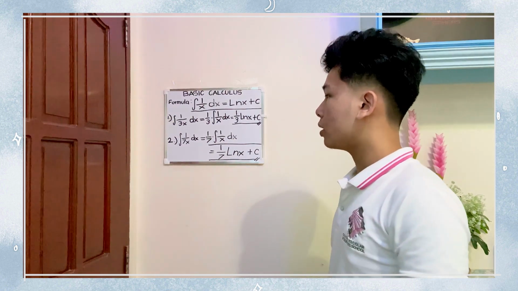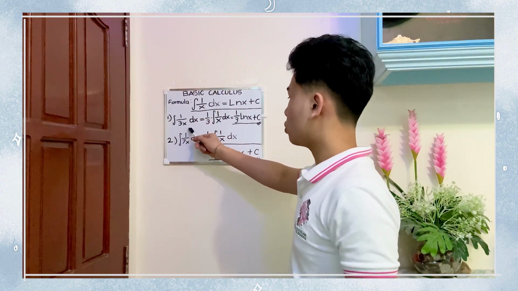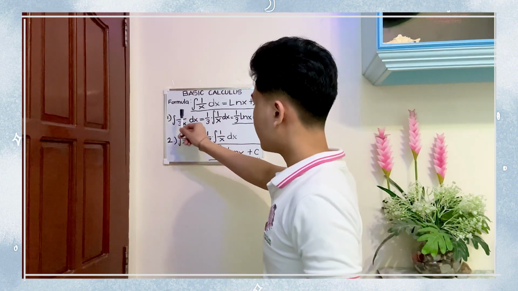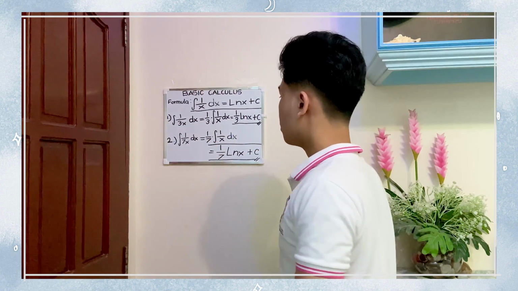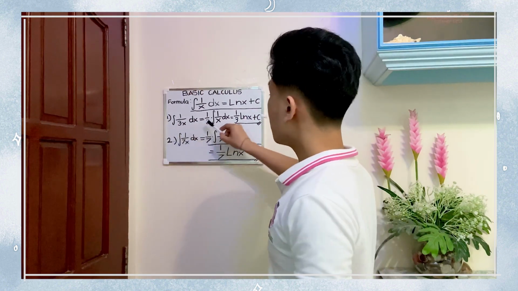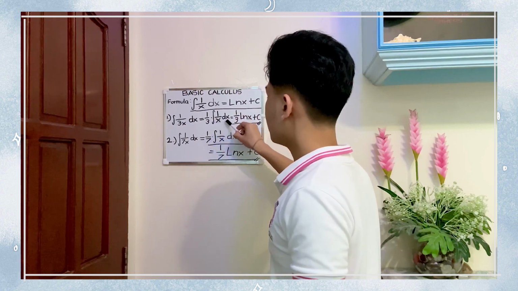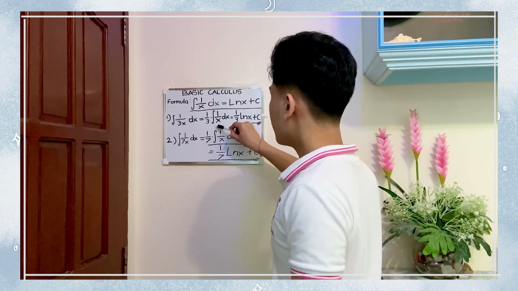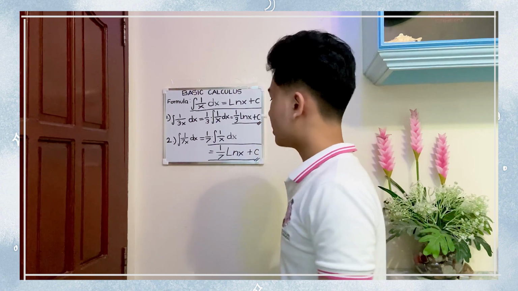What I did on number 1 is that I looked at this example as two parts. The first one is 1 over 3 and then 1 over x. So I just separated them: 1 over 3 multiplied by the integral of 1 over x dx. If you solve this part, it will give you the answer 1 over 3 ln x plus c.